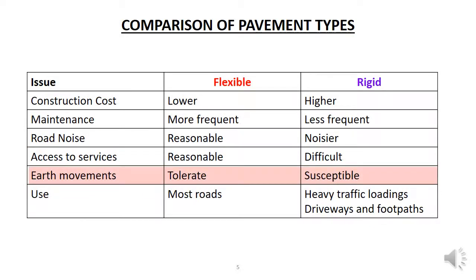New Zealand experiences significant earth movements such as earthquakes or long-term creep. A flexible pavement is able to move with the underlying earth movement. This usually creates depressions or humps in the road surface, but often the road is still usable. Rigid pavements crack and dislocate more readily under earth movement and are more likely to become unusable more quickly than a flexible pavement.